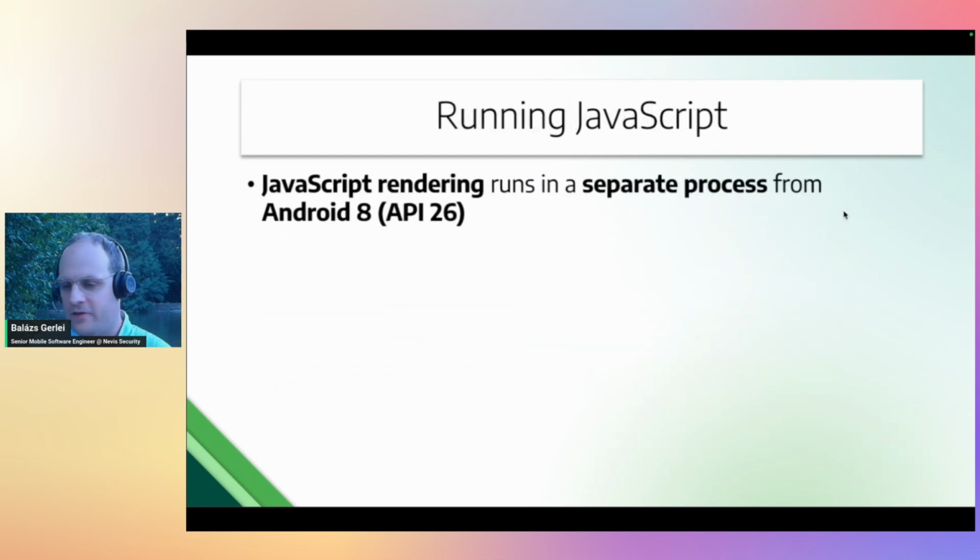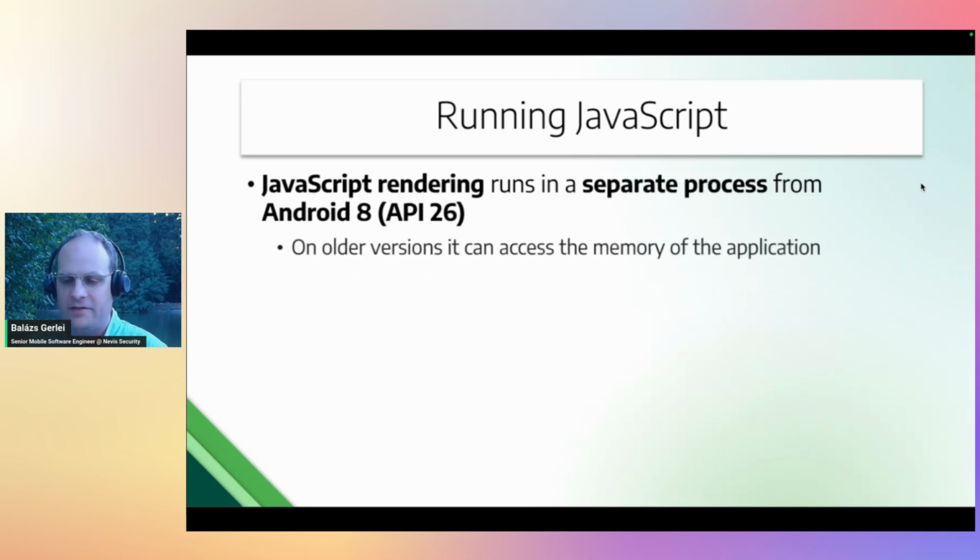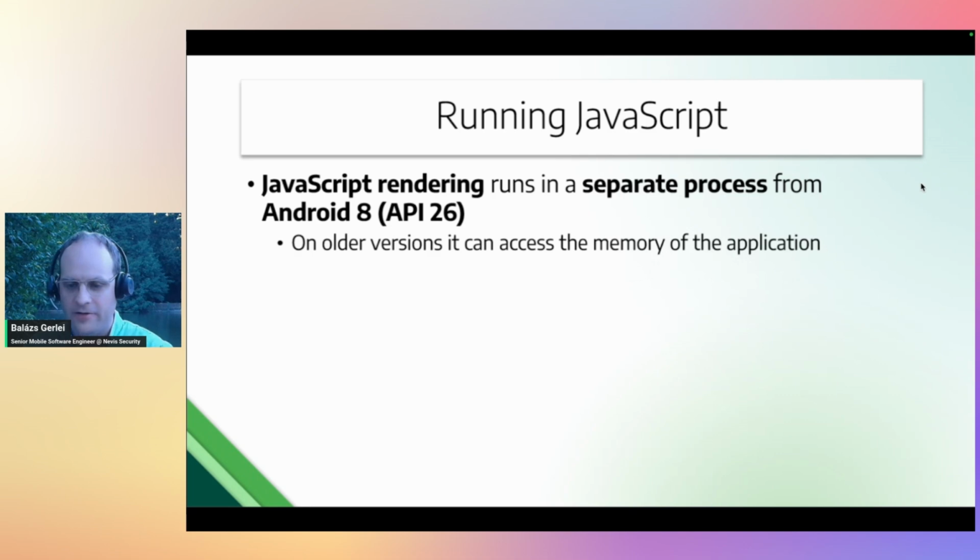But what I really want to talk about is JavaScript. Now, if you look into security issues with WebViews, the first thing that comes into play is don't allow JavaScript. All of the tutorials and Stack Overflow say don't allow JavaScript, but you have to. Again, the realities of the modern web: even a support page or a privacy policy now has JavaScript, of course. But before Android 8, be aware that JavaScript rendering runs in the same process. But from Android 8, it's now separated, so it cannot access the memory of your application.